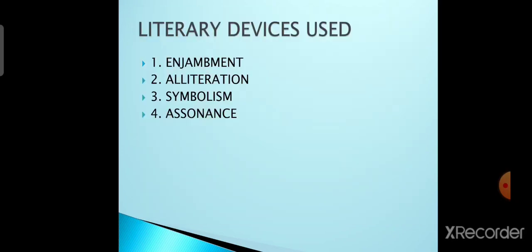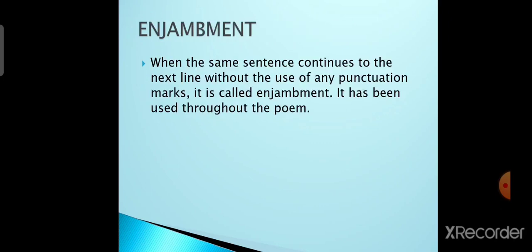Now, literary devices. There are four literary devices basically which are used in this poem. The first literary device is enjambment, second is alliteration, third is symbolism, and the fourth is assonance. First explanation, enjambment. What do you mean by enjambment here? When the same sentence continues to the next line without the use of any punctuation marks. As you can see, the whole poem is without punctuation marks. Right from the first line to the last line, and there is no punctuation mark at the end.